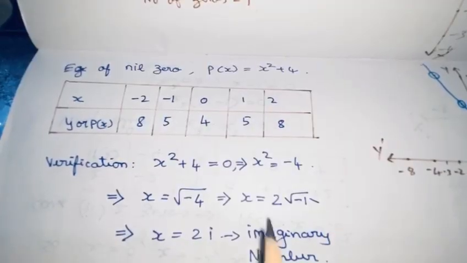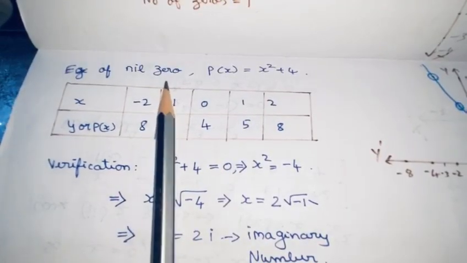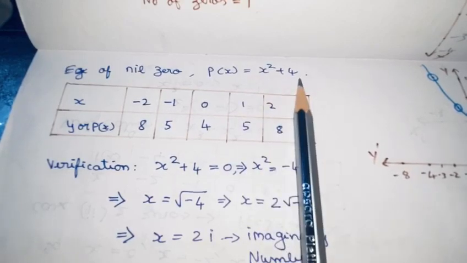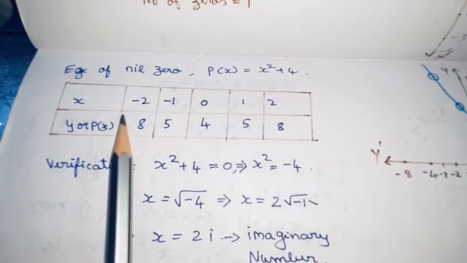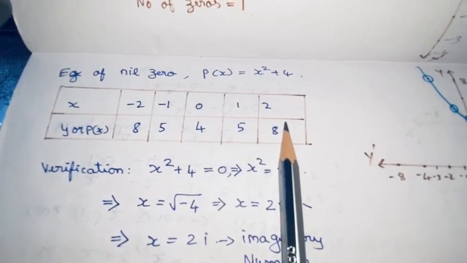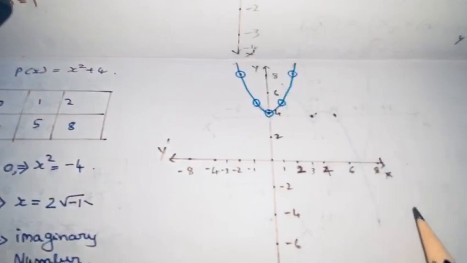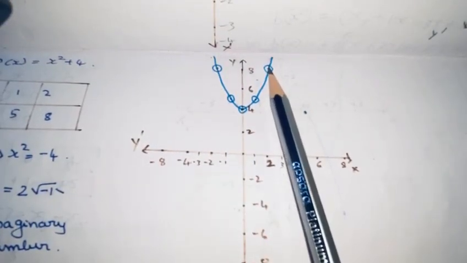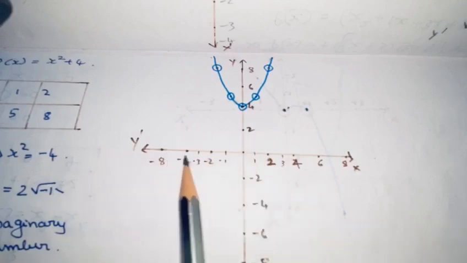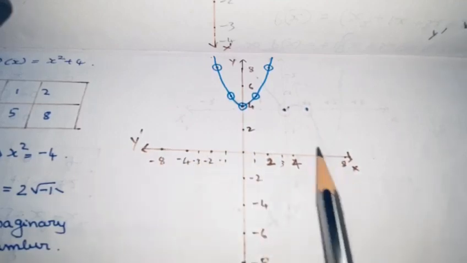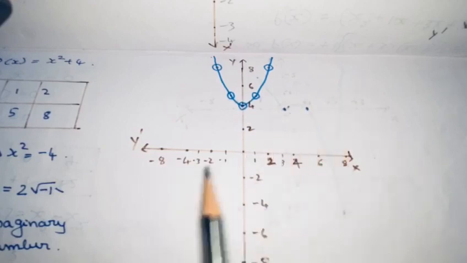The last case is the nil zero of the quadratic polynomial. P of x is equal to x square plus 4. This is the example. Now, solve that particular thing and get the points that you are going to plot in the graph. And now, plotting the graph, we get the parabola in upward direction and it is not touching the x axis. It is not intersecting anywhere in the x axis. Hence, you will have nil zeros here, no zeros.